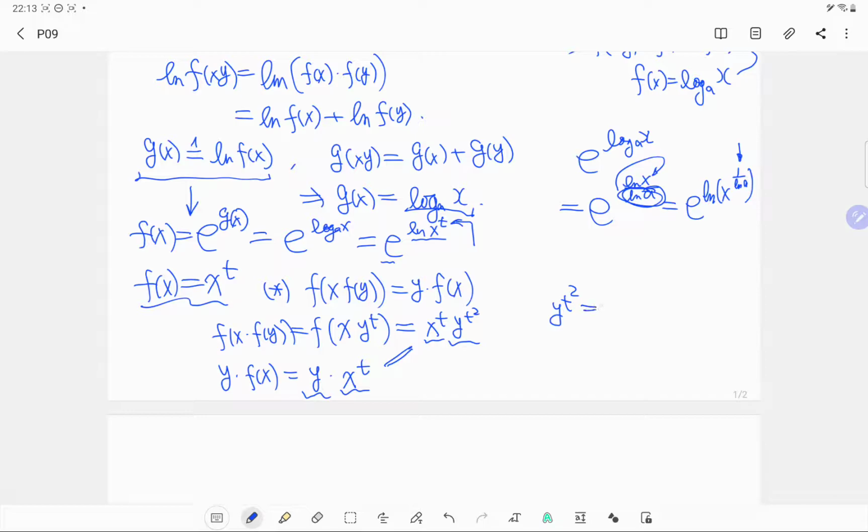So y to the t square power equals y, which means that if we move this term over and factor out y, we have y times y to the t square minus 1 power minus 1 equals 0. Actually, y can be arbitrary value, so y is not 0 at least. So we have y to the t square minus 1 power minus 1 should be 0. Y is also arbitrary, but not necessarily 1, which means that t square minus 1 equals 0. So t square equals 1, which means t equals plus or minus 1. So we have another two solutions.